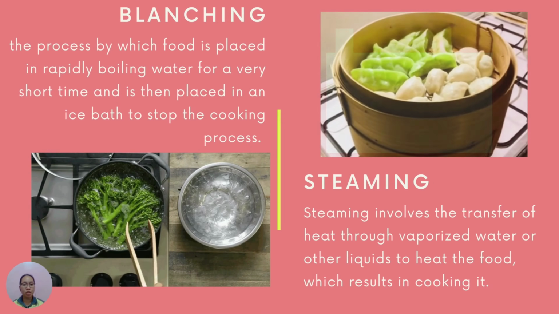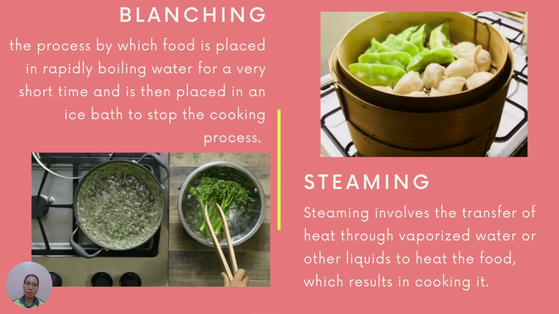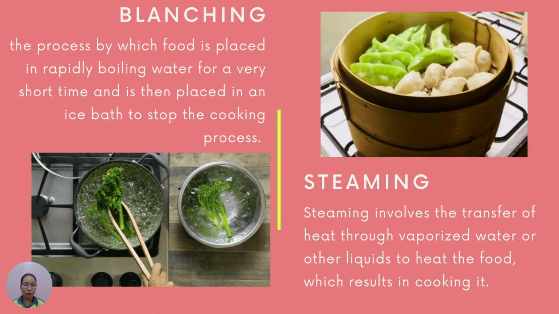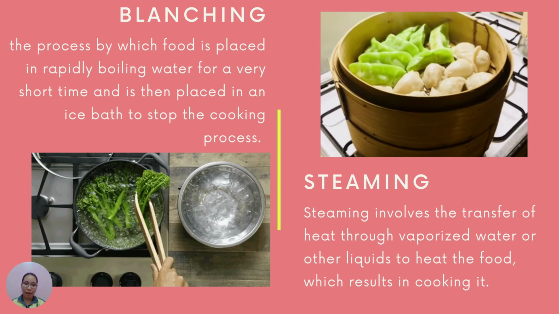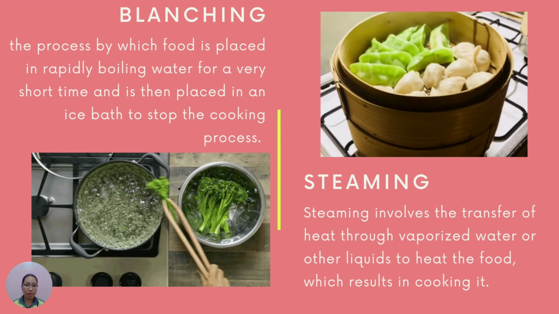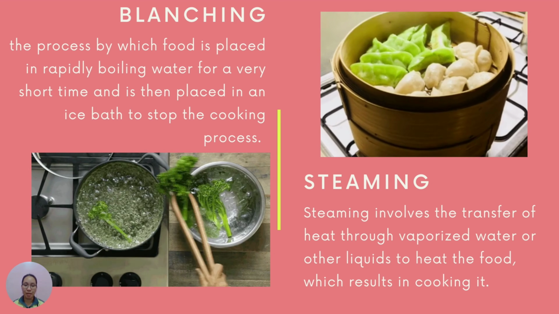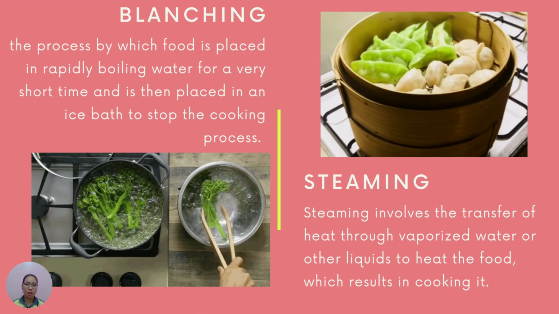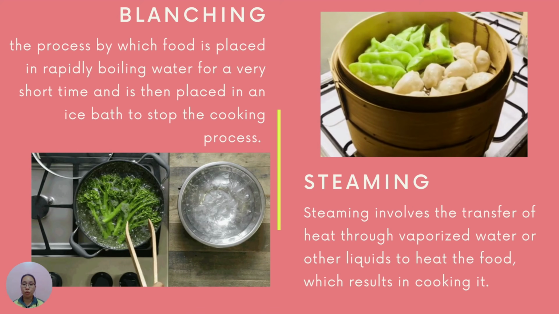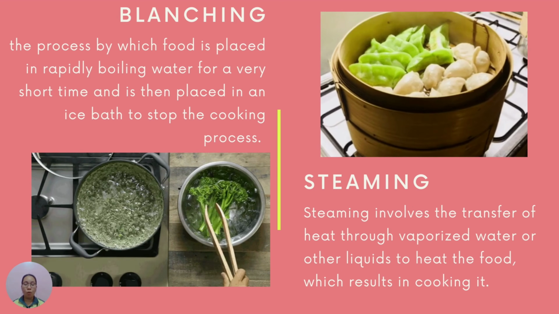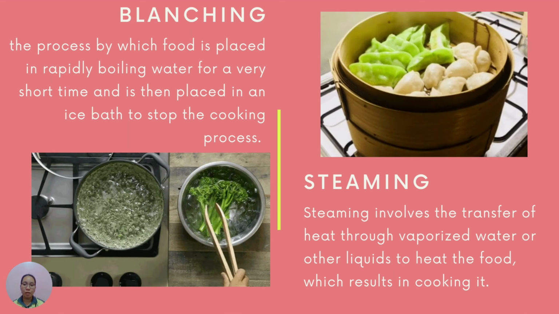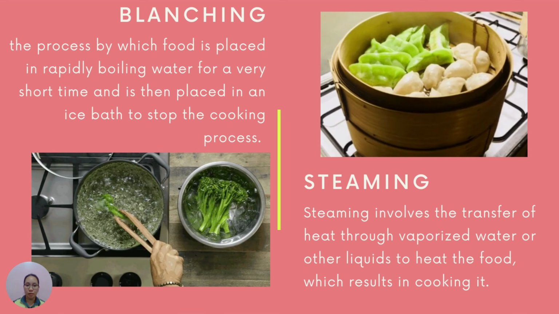So we have here the blanching. This is the process by which food is placed in rapidly boiling water for a very short time, and then placed in an ice bath to stop the cooking process. Katulad ng nandyan sa graphics. Blanching is used to partially cook or to retain and improve the color of the food.